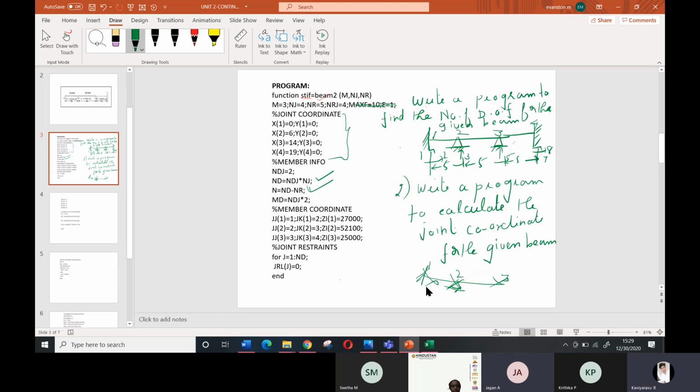Number of joints 4. Okay. Number of restraints 6. Okay. Number of restrained joints 4. Okay. Then joint coordinates. Somebody else will read. You need not read. The first question, read the answer for the first question itself. I didn't ask you to write the joint coordinate. Am I correct? Member information you have to give.